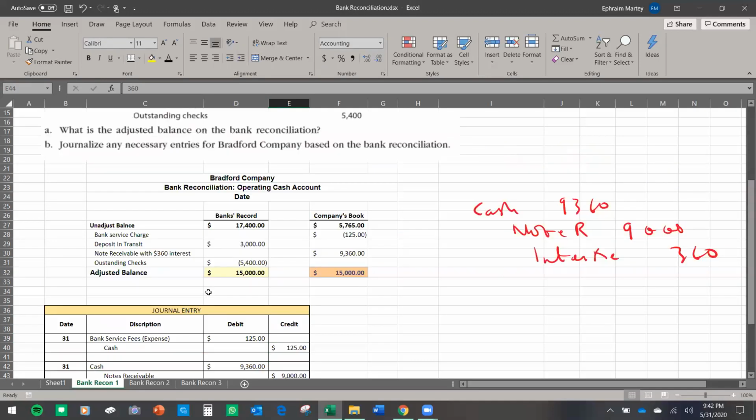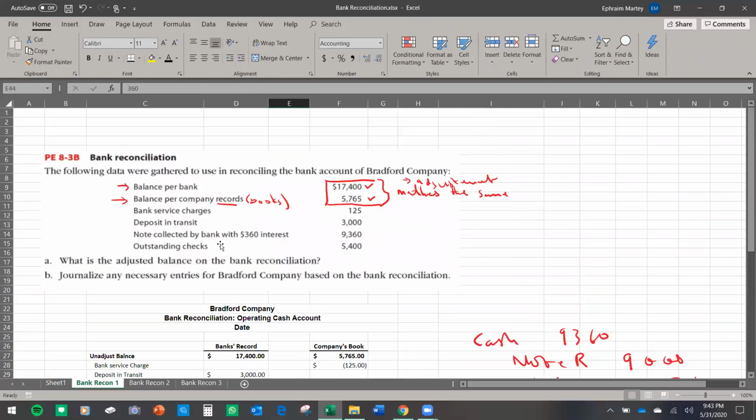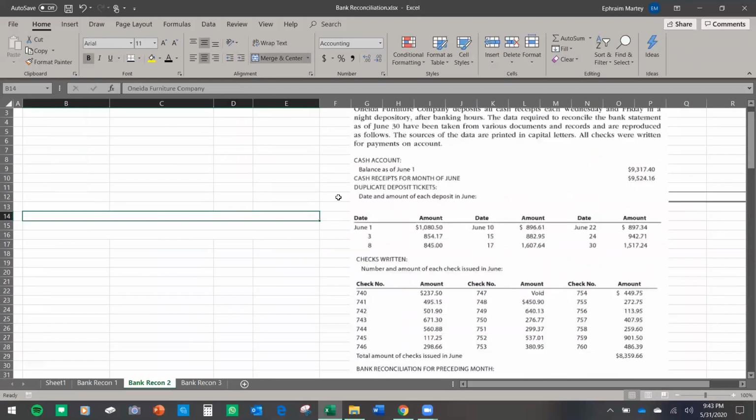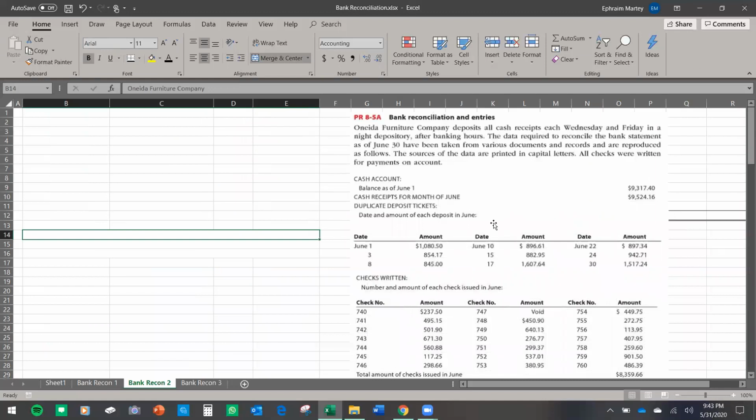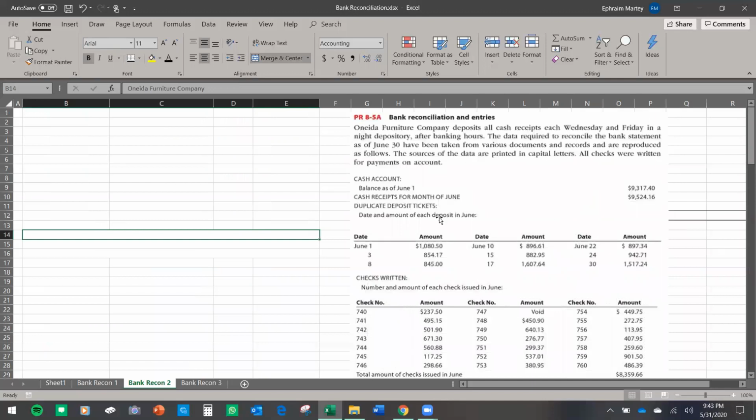Okay, so are we done with that one? Let's do another one that is more complicated than this one. This one was just straightforward. Let's do a complicated one. Okay, so what we have here, you can see everything is complicated here.